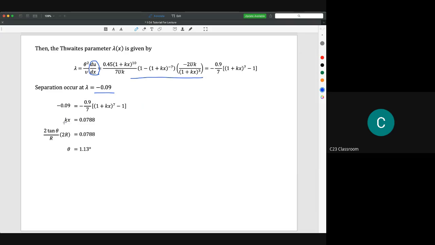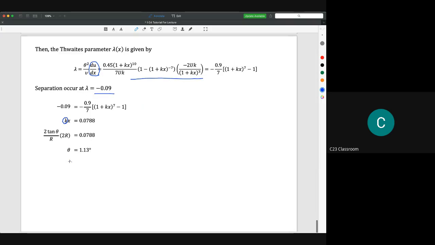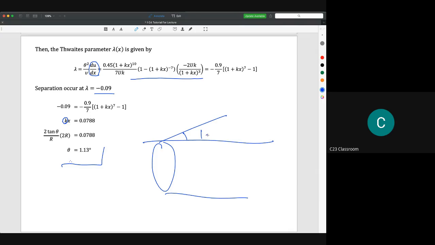We substitute back the value of k here. So we have 2 tangent theta over r times r equal to 0.0788, and then we could determine the value of theta, which is equal to 1.13 degrees. This means that if we create our cone with an angle of 1.13 degrees, then, God willing, the separation could occur at a distance of x equal to 2r.